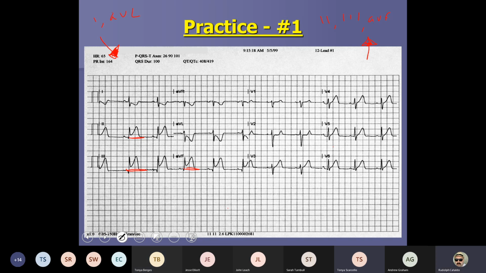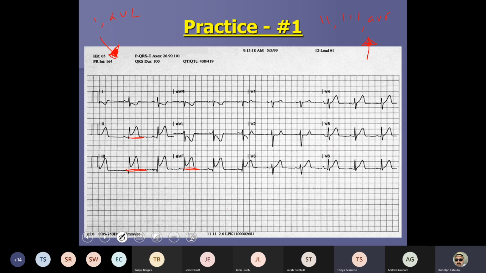So if I was looking at this and I was going to call a STEMI alert, which you can, anytime you have elevation with depression in other leads, you can call a STEMI, because that is a really good indicator this patient is truly having an MI. Although we don't have an angiogram, we can't truly tell. We can only go off of our knowledge.